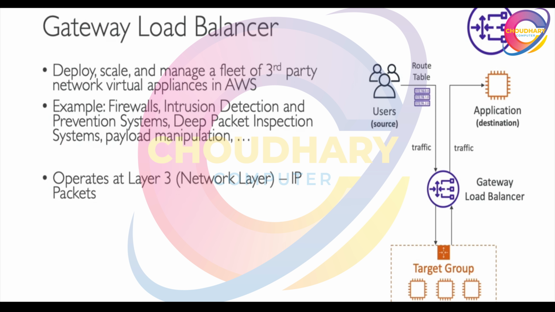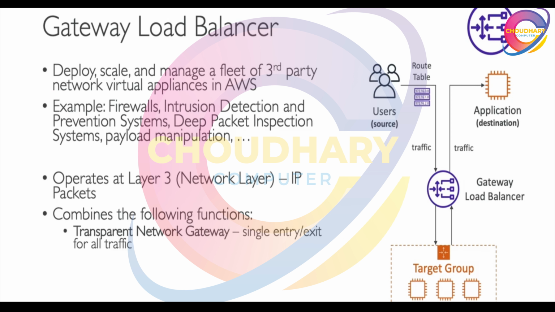So how does that work? Well, the Gateway Load Balancer operates at a lower level than all the load balancers we've seen. This is layer 3, which is the network layer for IP packets. So what's going to happen is that your Gateway Load Balancer has two functions. The first one is a transparent network gateway, because all the traffic in your VPC will go through a single entry and a single exit, which is going to be your Gateway Load Balancer. And then it is going to be a load balancer because it distributes that traffic across a set of virtual appliances in your target group. So this is basically what you need to remember about the Gateway Load Balancer.